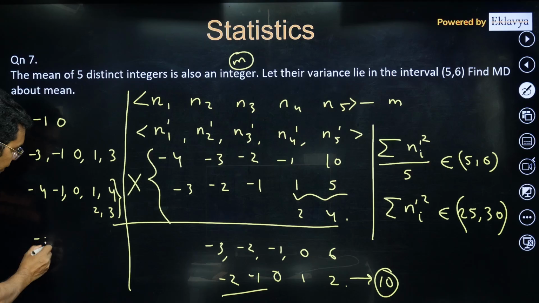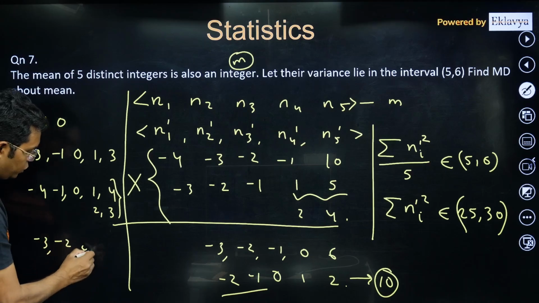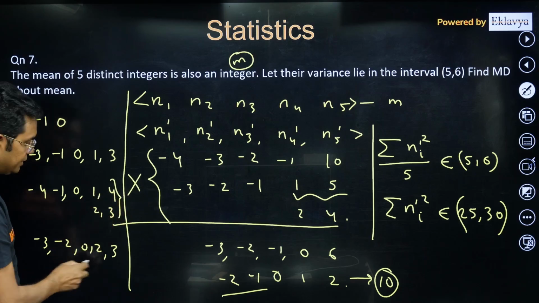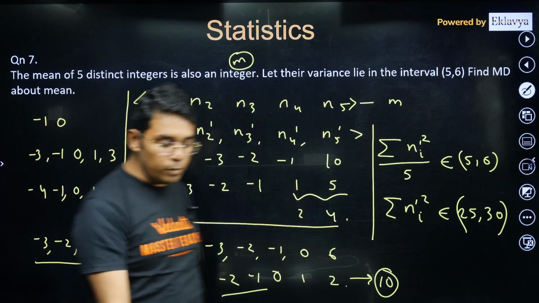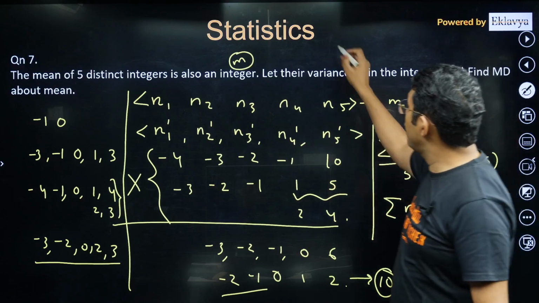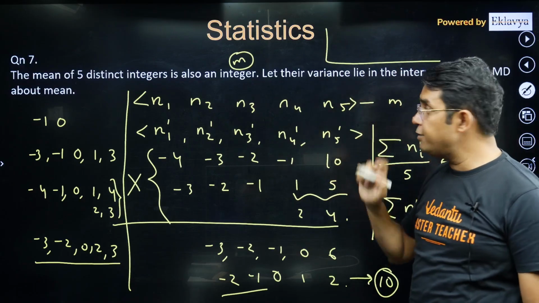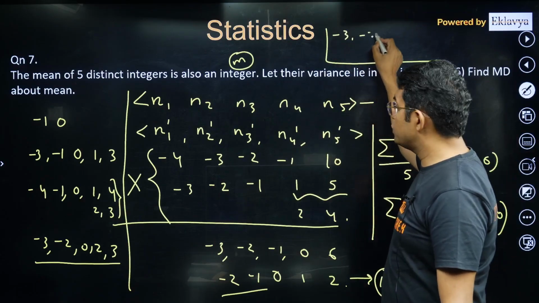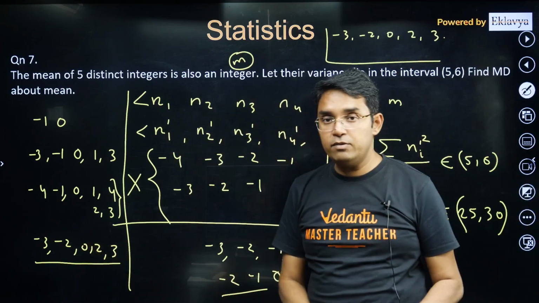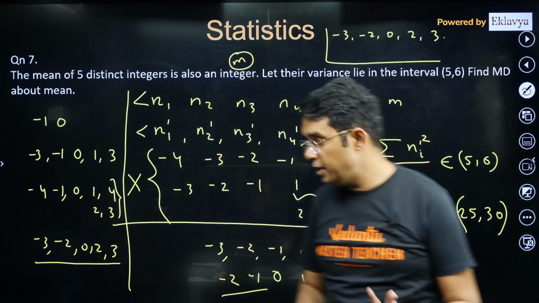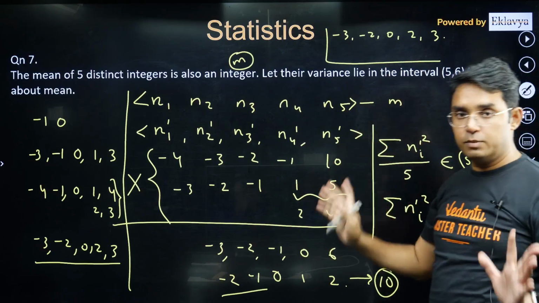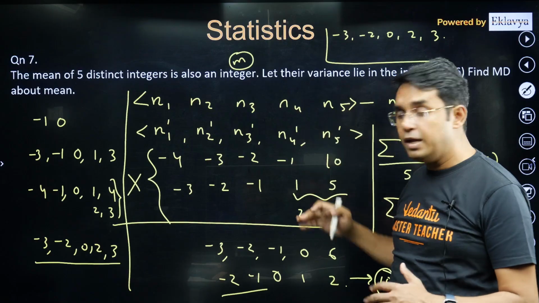I think the only possibility it comes out with -3, -2, 0, 2 and 3. Let me check. 9 plus 4, 13 plus 13, 26. Yeah, that's correct. So this is what your data should be after subtracting from the mean. Whatever your data set is, after subtracting from mean, it has to be -3, -2, 0, 2 and 3. If you take your sum of negative numbers even more in magnitude, you can check your sum of squares will exceed this 25 to 30 range. So that's the only possibility. And how we have concluded, I have told you one by one with this case making.